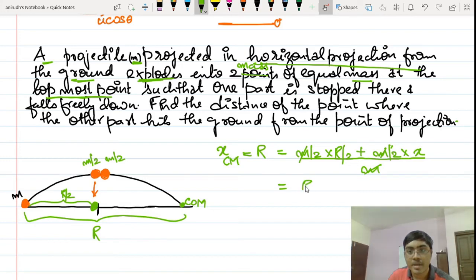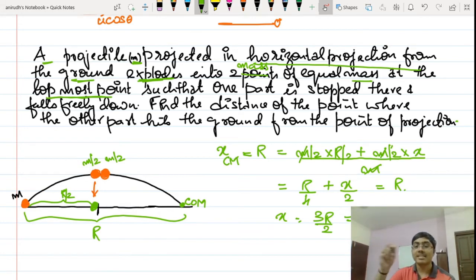So this will be r by 4 plus x by 2 is equal to r. So what is x then? If you solve this, you will get it as 3r by 2, and that is equal to 1.5 times r. This is the answer for this question.